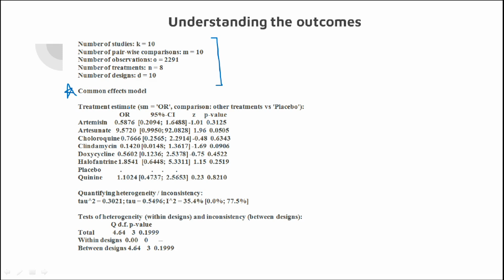Now for the treatment estimate, we use the odds ratio. Why? Because our outcome is a dichotomous outcome and we didn't use the standardized mean difference because our outcome is not a continuous outcome. For comparison, I'm right now comparing all other treatments to that of placebo. So for placebo, there will not be any outcome, and other treatments' outcomes will be reported as comparison to the placebo. For example, let us take artesunate and halofantrine.